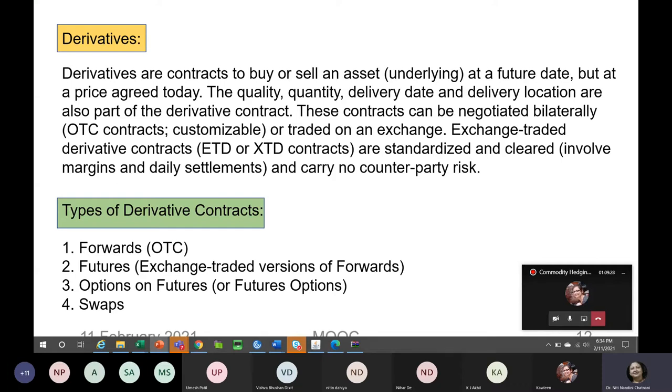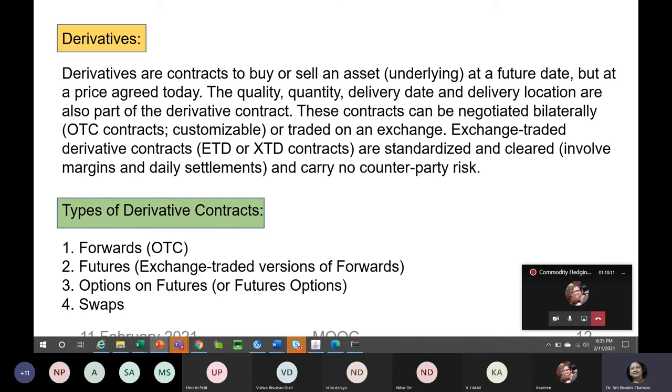Okay, so water is the asset which is going to be traded at a later date, but the price for trading it is fixed today. So they're contracts to buy or sell a commodity, an asset, at a future date, but the price is agreed today. So the whole objective is to lock in the price today and be protected against the volatilities in the prices. So the quality, the quantity, the delivery date and delivery location are a part of the contract. So it's not just the price that is agreed today, but you also agree on what will be the quality, what will be the quantity and the location and date for this delivery.